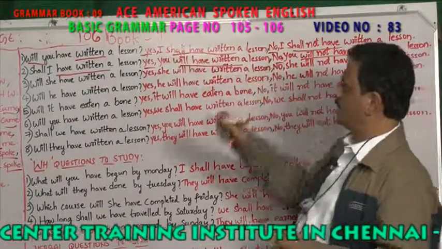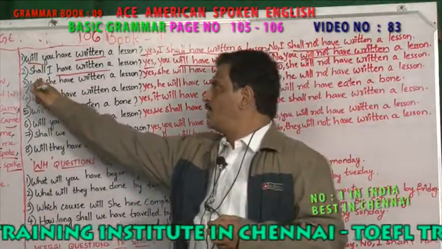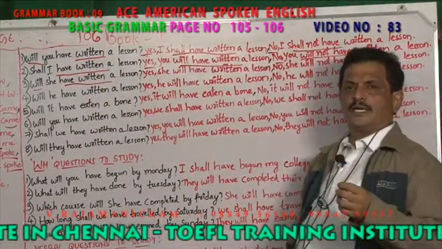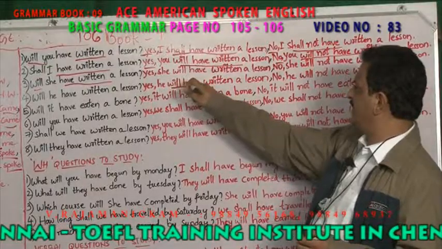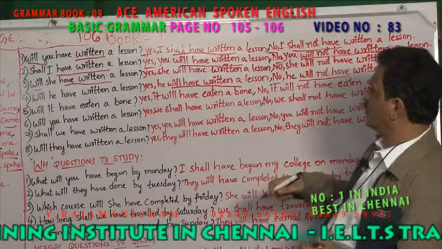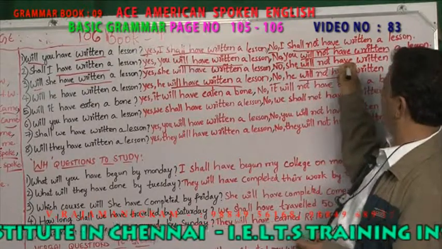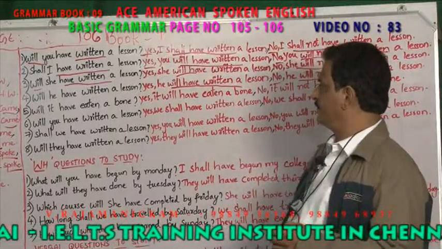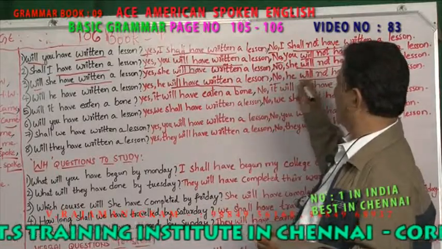And the next question is? Will she have written a lesson? And the answer is? Yes, she will have written a lesson. If it is no? No, she will not have written a lesson. Okay. And will he have written a lesson? I'm asking a question. Yes, he will have written a lesson. No.